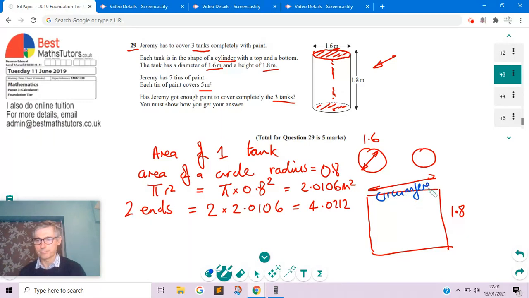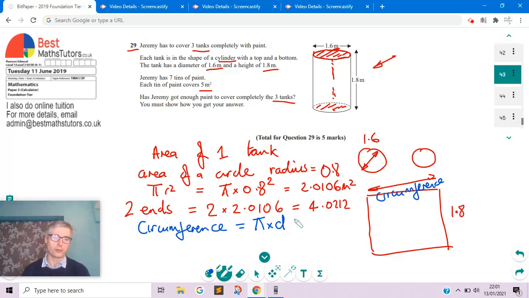Across there. So we need to find out then, what is the circumference? Well, the equation for the circumference, which means the distance all the way around the circle, is equal to pi times diameter. It can also be known as 2 pi r, which is exactly the same. But because we've been given the diameter there, it's easier to work it from that. So the circumference is pi times 1.6.